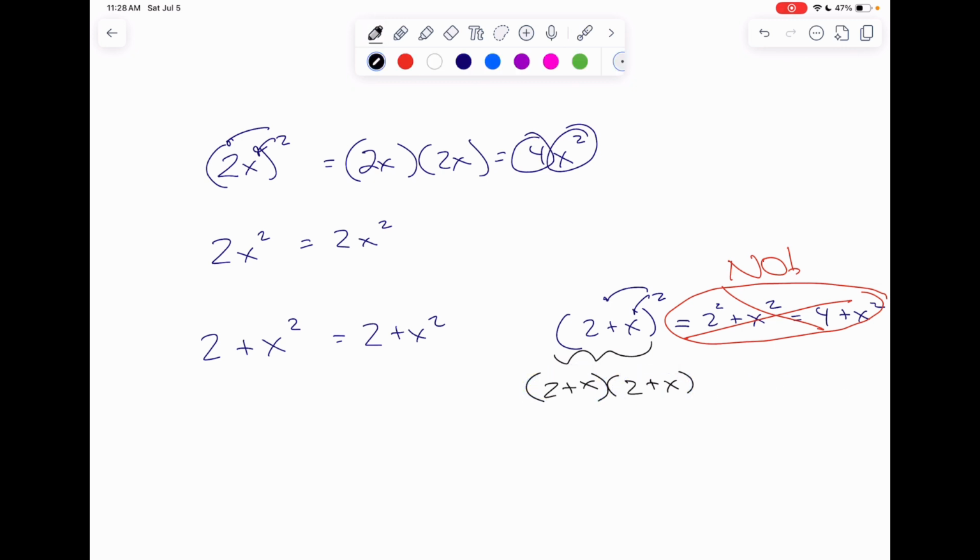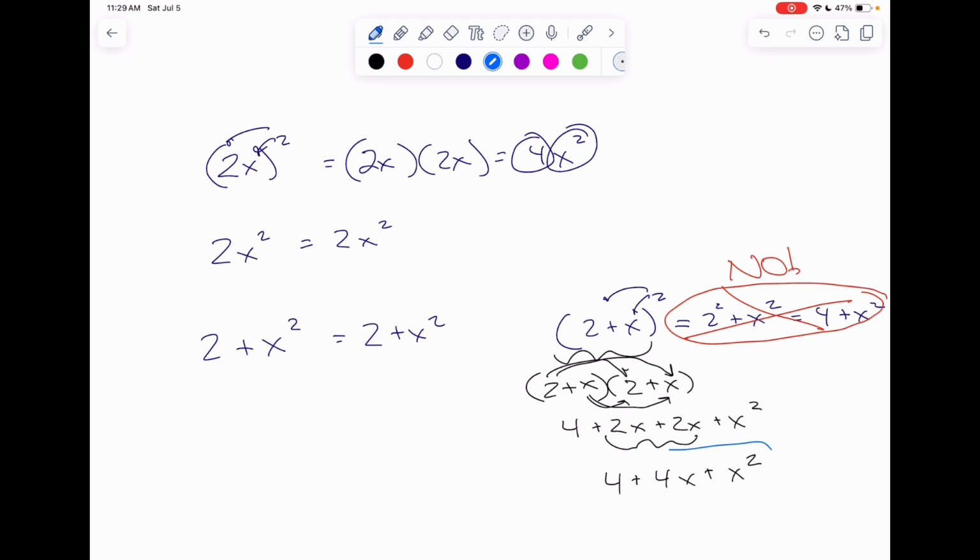But what that means is we multiply our first guys together. That's 4. We multiply our outers together. That's positive 2x. We multiply our inners together. That's positive 2x. And we multiply our last together. That's positive x squared. When we combine our like terms, we're going to get 4 plus 4x plus x squared.